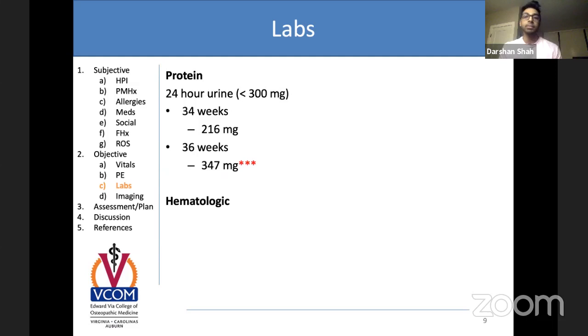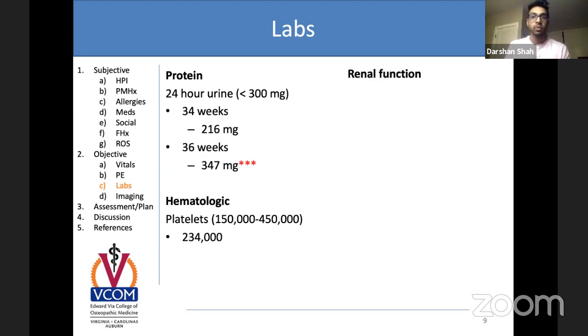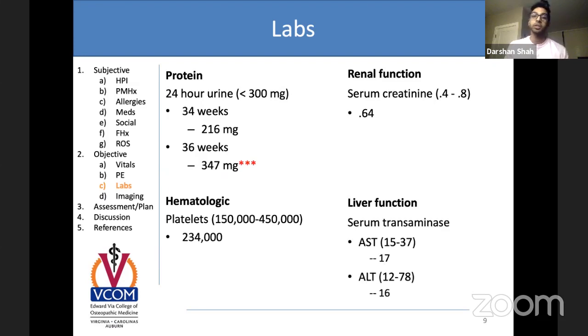We also want to check hematological labs, something like platelet count. Her platelets are 234,000, which is normal. Normal is between 150 and 450. I'll definitely explain why we're checking these things. We also want to check renal function in pregnant women. Serum creatinine is usually normal in pregnant women from 0.4 to 0.8. She's right in that sweet spot, 0.64. And then liver function. We check the AST and the ALT. These are both enzymes that can be elevated if people have liver issues. Here she's at 17 and 16, which are both within normal limits.